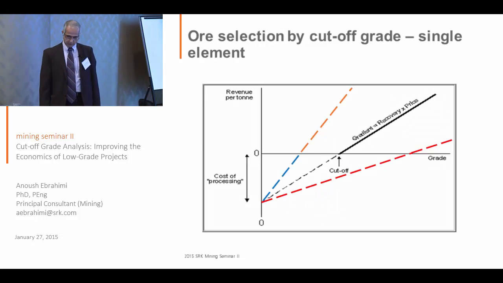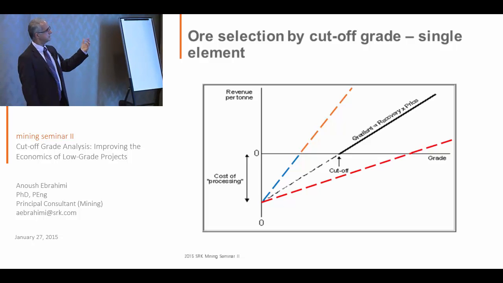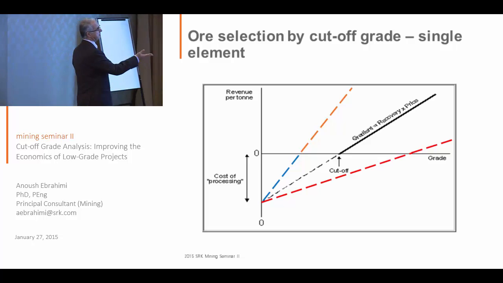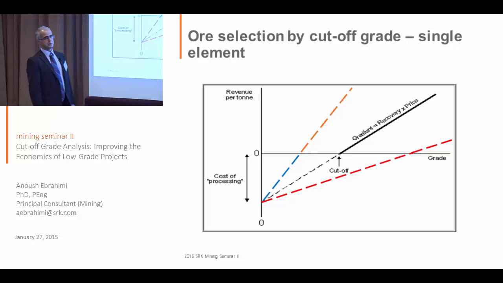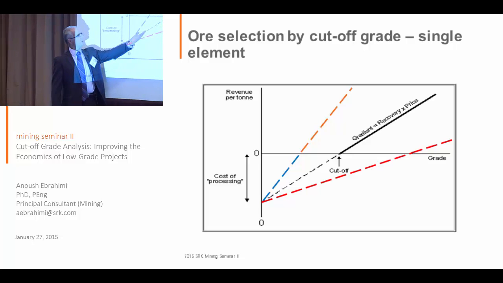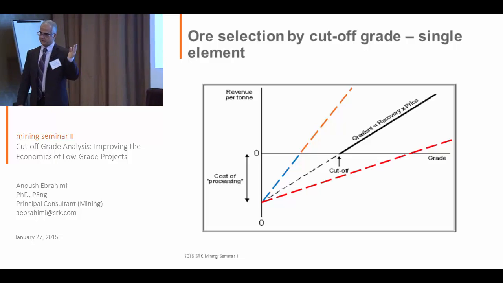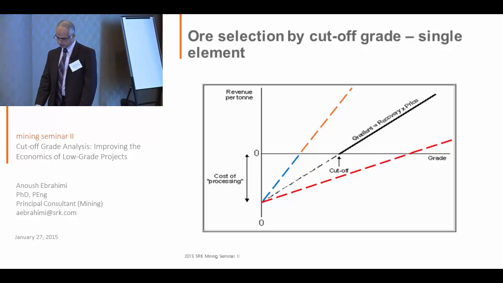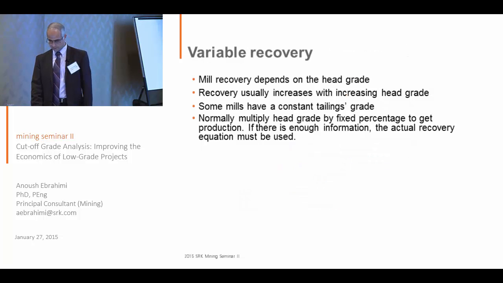And of course, cutoff grade is sensitive to a few things I mentioned before, but here obviously it's sensitive to the recovery and the price. If price increases, this line gets steeper, and then cutoff goes lower. And if you lose on recovery or price, you have to mill higher grade material to make better revenue to pay off all those costs.